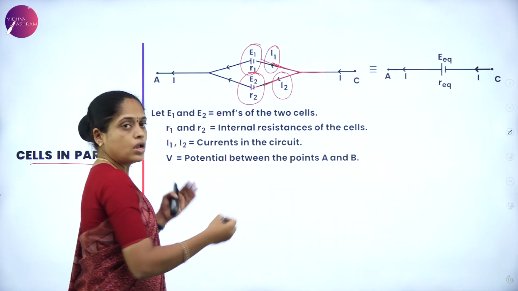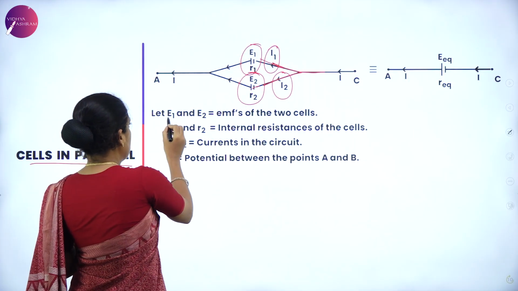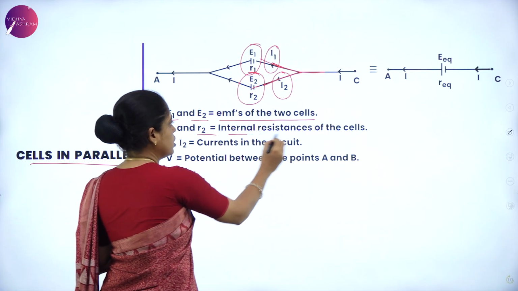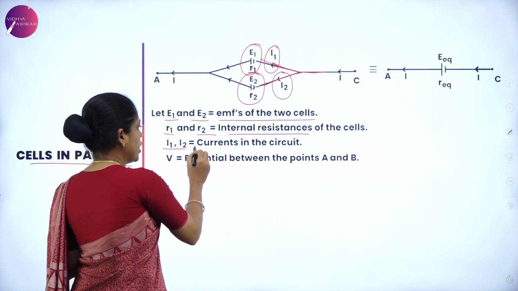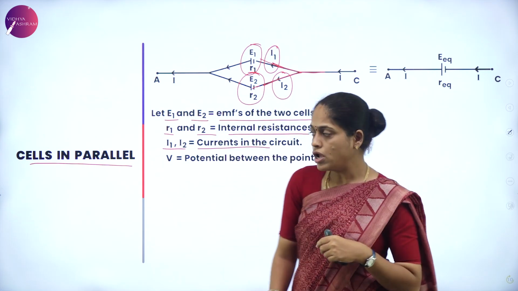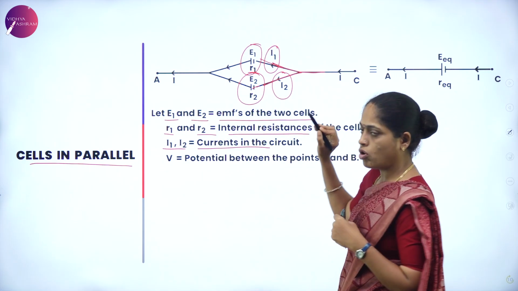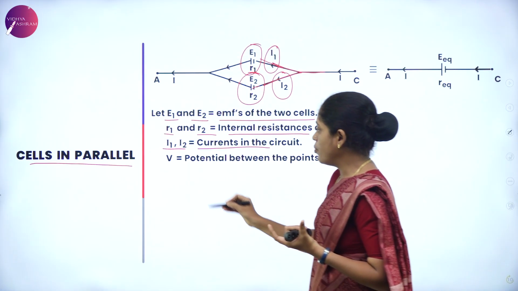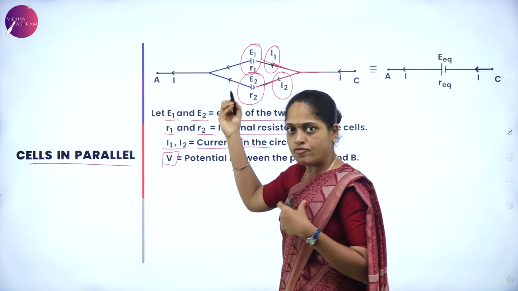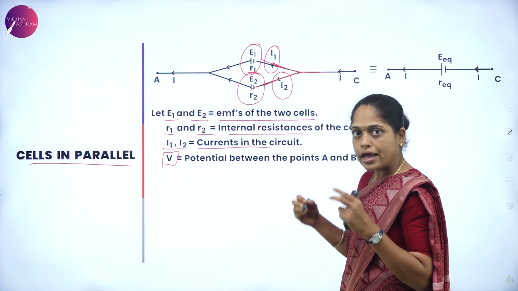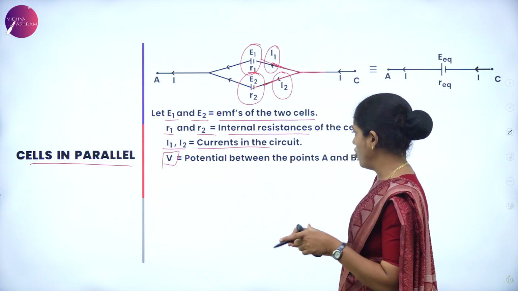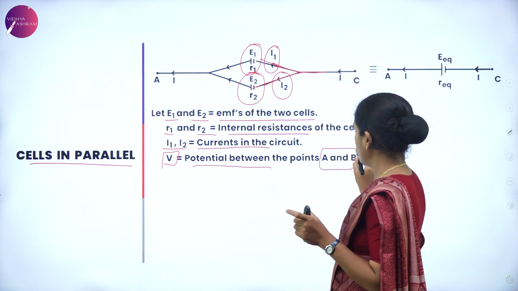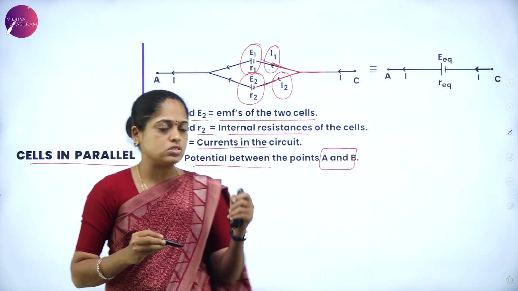Yes, the same symbols you have to explain. E1, E2 are the EMF of the two cells, R1, R2 are the internal resistances of the cells, I1, I2 are the currents in the circuit. And what is the potential difference across these two cells as they are connected between the same 2 points? The potential difference is V, which is the same for the two cells because they are connected between the same 2 points.